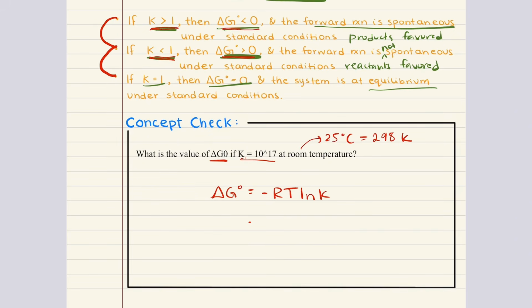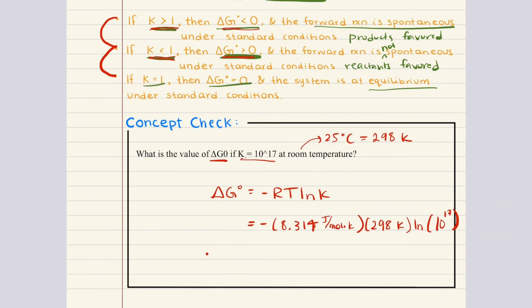R is 8.314 joules per mole per Kelvin. T is room temperature, which is approximately 298 Kelvin. That's room temperature. 25 degrees Celsius is room temperature. You add 273 to that, you get 298 Kelvin. And then K is 10 to the 17th.